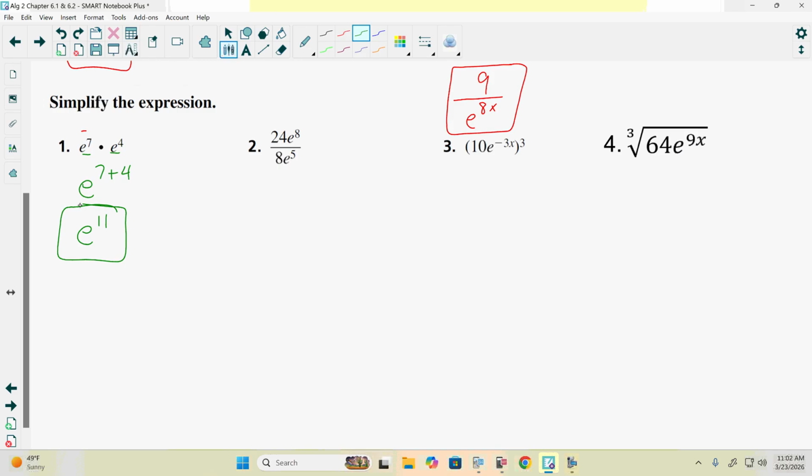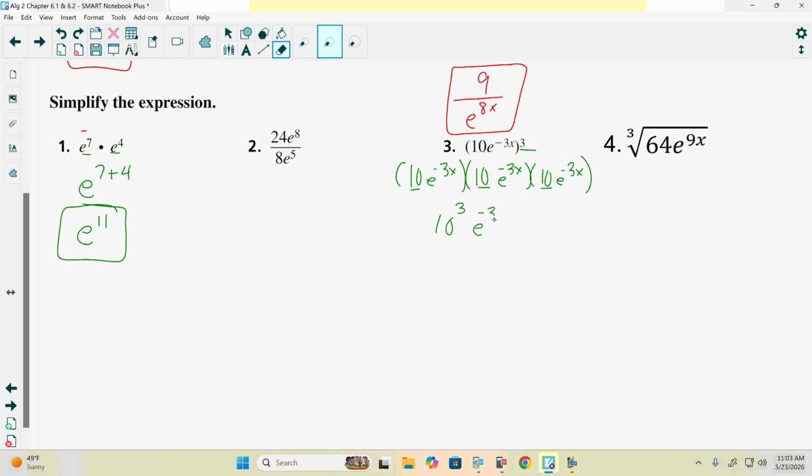Powers of powers, when we're putting an expression to a power, like number 3, we multiply those exponents together. Because really what this is saying is we're multiplying it by itself 3 times. The other way to do this, and you don't have to write this, is cubing that expression, multiplying that whole expression by itself 3 times. I have 10 times 10 times 10, which is really 10 to the 3rd.